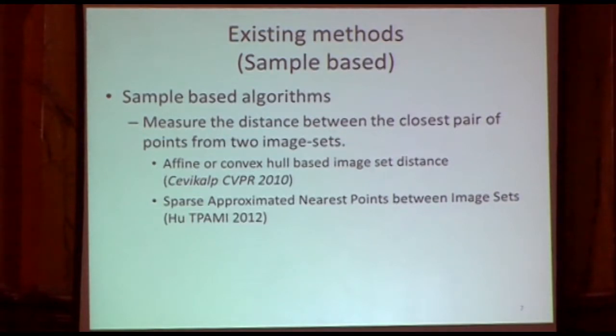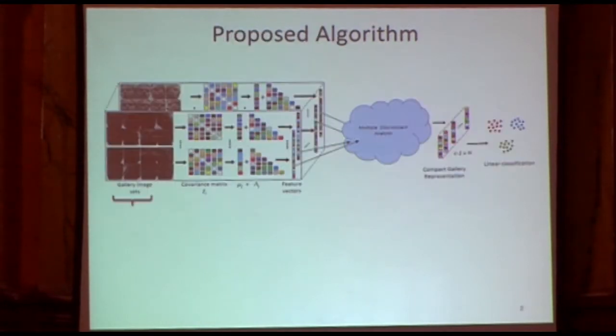The sample-based algorithms measure the distance between the closest pair of points between two image sets. These algorithms are susceptible to the presence of outliers, and they require more computational power due to their inherent sample-based matching mechanism. In our algorithm, we represent each image set by a compact and discriminative representation. So I will explain my algorithm.